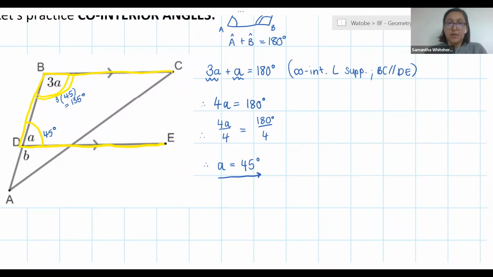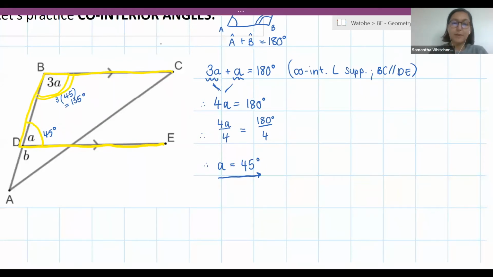I'm seeing on the chat, where did I get 4 from? Guys, remember 3A plus A is 4A. I've just added the like terms together. Okay, so because I had like terms, I could add them together, and that gave me my 4A.